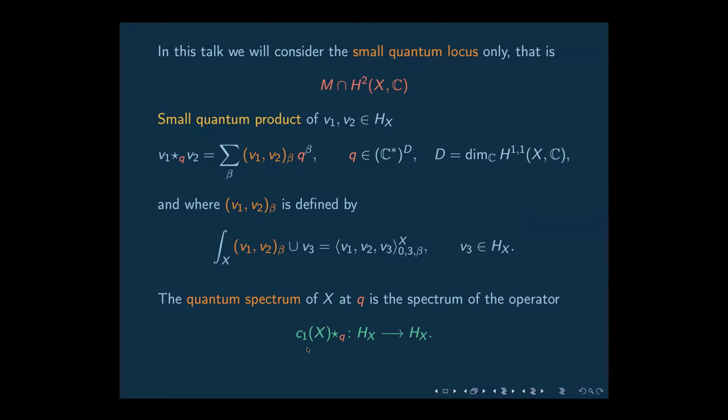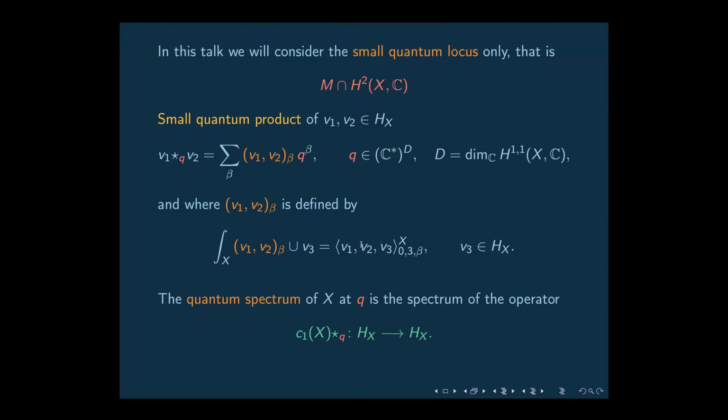So V1 times V2, and the product will be labeled by a point of the small quantum locus, equals such an explicit expression. So we have a series in this parameter Q. This parameter Q is just a point in a complex torus whose dimension equals the Hodge number h^{1,1} of X. And the coefficient of this Q^β is implicitly defined via this equality.